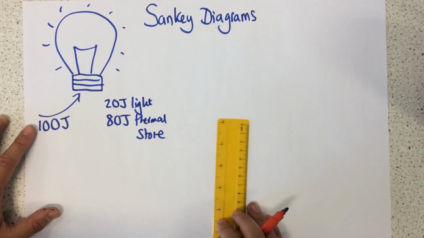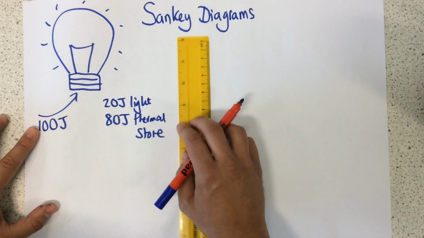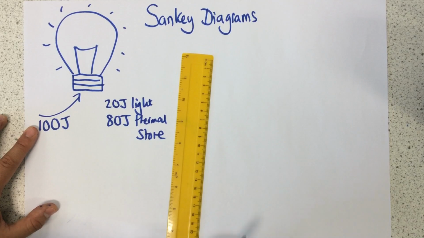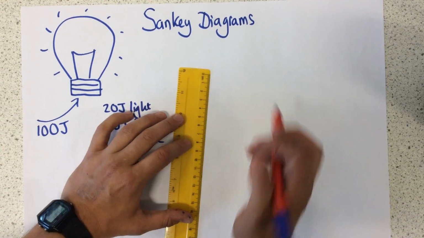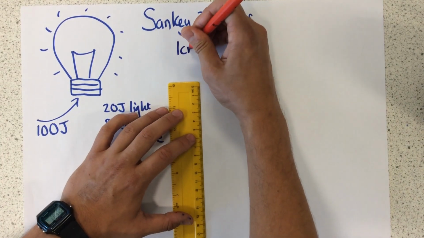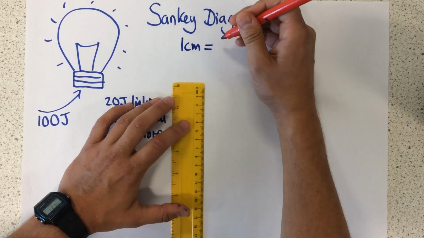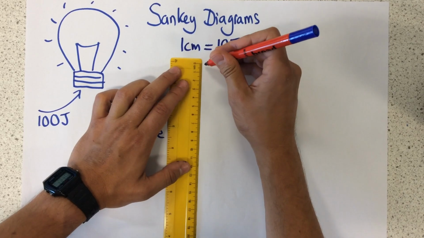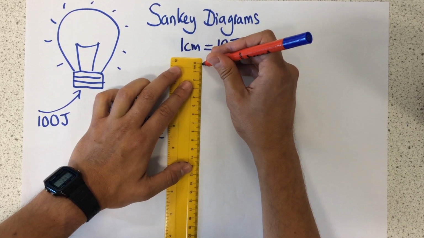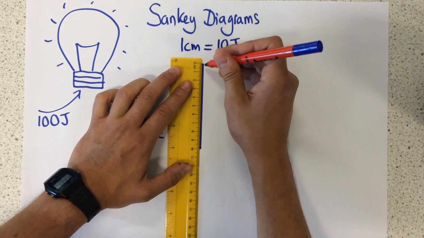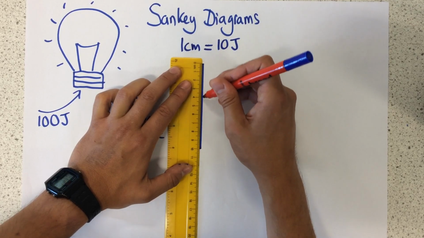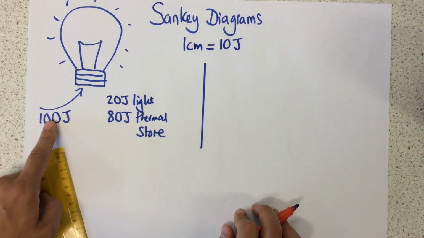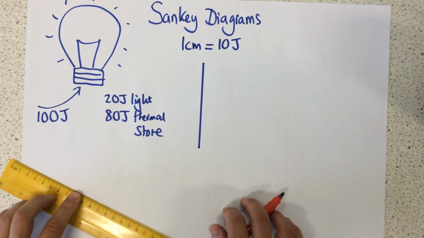So, I've got to think of a decent scale. Because if I'm going to show 100, obviously I haven't got 100 centimetres on this ruler, so I'm going to have to think of a good scale. So what I'm actually going to do is 1 centimetre on my Sankey diagram is going to represent 10 joules. So then when I draw my line here, it's going to be 10 centimetres long. So that's 10, 20, 30, 40, 50, 60, 70, 80, 90, 100 joules. So I've started with my input energy, okay?